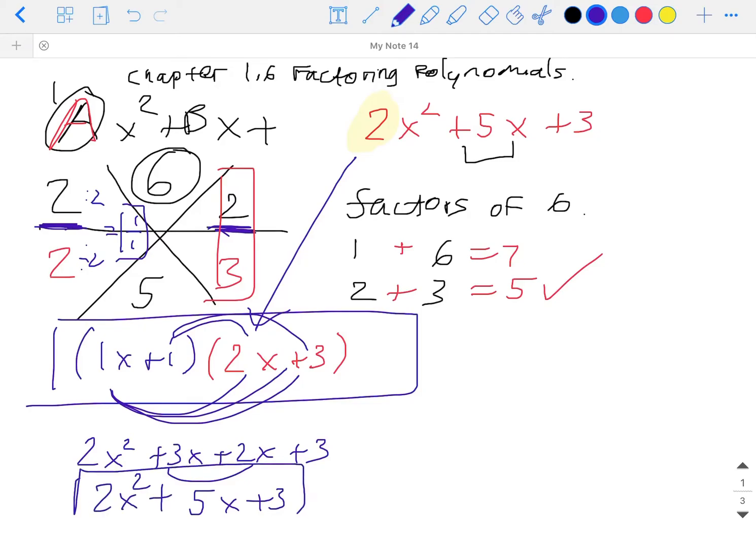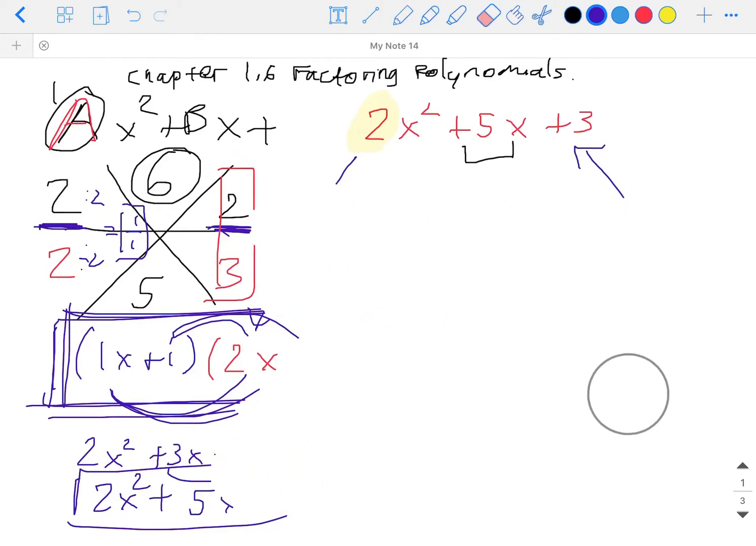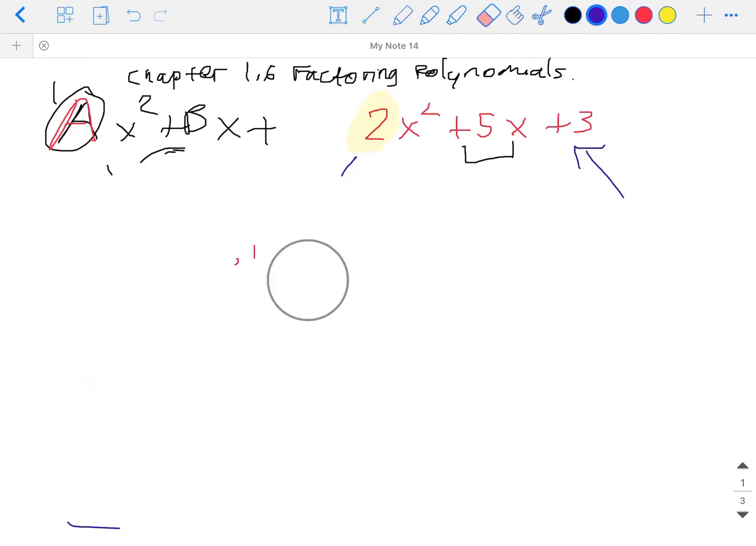Does this match what we have as the original question? Yes, it does. 2x squared plus 5x plus 3. So therefore, your factored polynomial version, which is x plus 1 and 2x plus 3, is indeed the correct answer. Let's work on a couple more, just so we can get more practice. And granted, for these next questions, show as much work as you can. Show that you are listing out the factors of the beginning times end, and then the terms that do add up to the middle term.